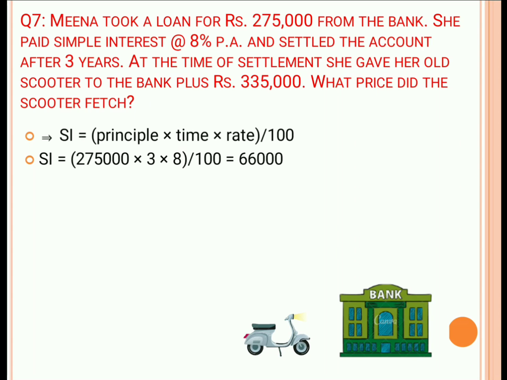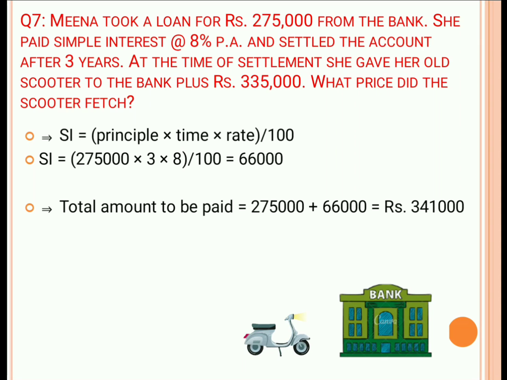Now this is the interest which is to be paid on top of the principal. So the total amount which Meena should return is principal amount, that is 2,75,000 plus the interest, that is 66,000. So the total amount which is to be paid is 3,41,000.